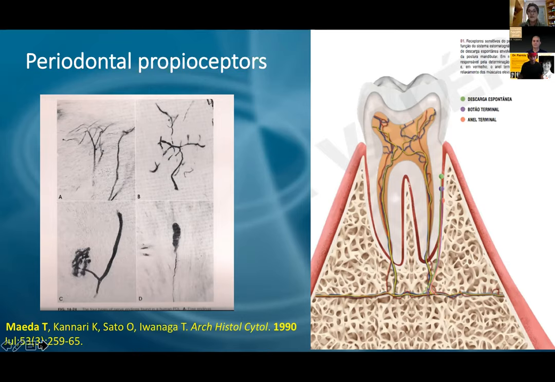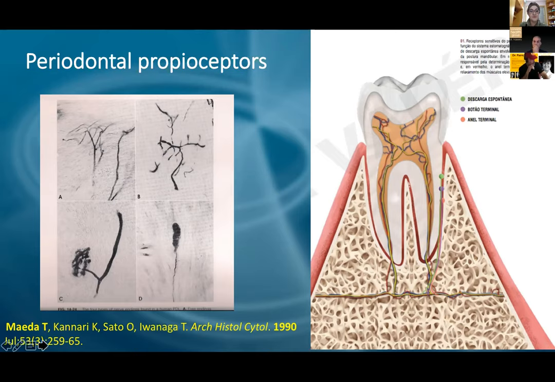Since they are so specific, they can even feel and inform the brain if you bite a piece of hair. They can inform the brain that you are biting a piece of hair. So the sensitivity of this type of proprioceptor is huge. And we need them so much to create the reflex that will guide the position of the mandible. But what happens if someone loses the teeth? What happens to edentulous patients? What happens if we don't have this anymore?